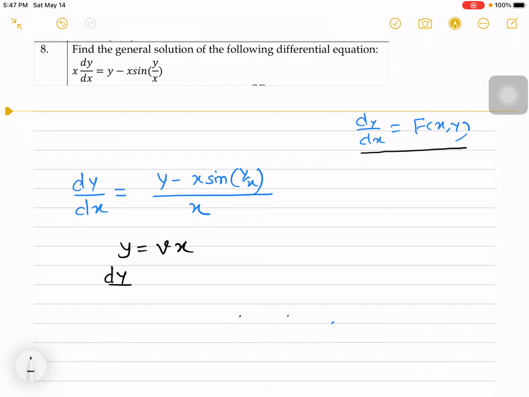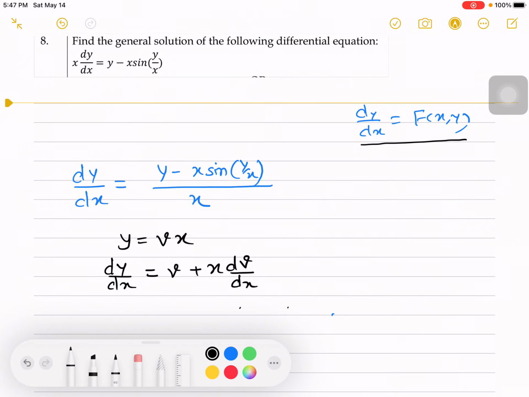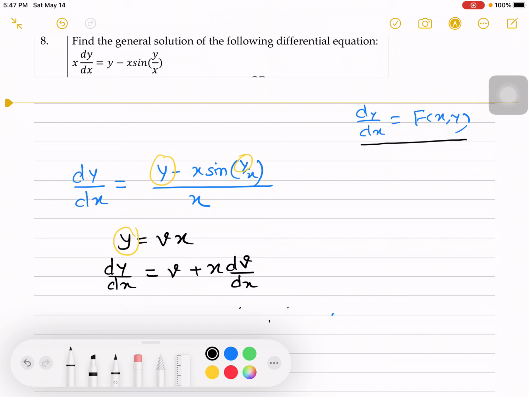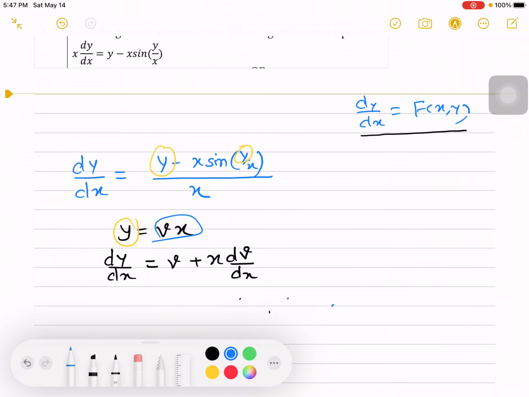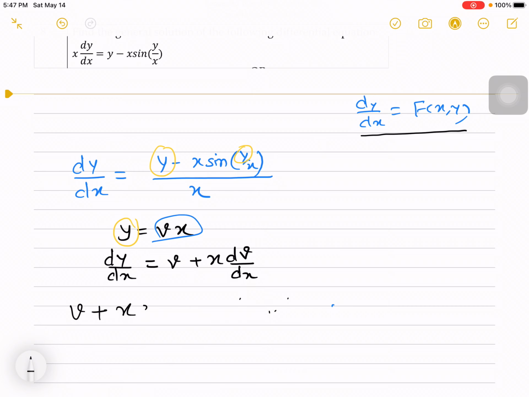After that, dy by dx is equal to v plus x dv by dx, since v is also a variable. For all homogeneous equations we will use this method. First step, second step: now put the value of dy by dx, and in place of y put vx. So where y is, we substitute vx, and dy by dx we substitute by v plus x dv by dx.